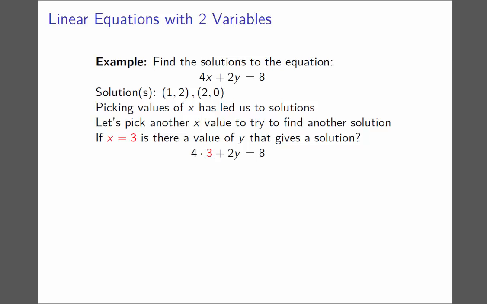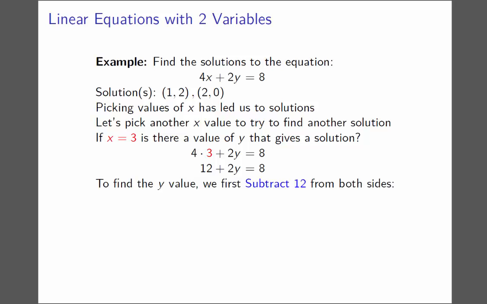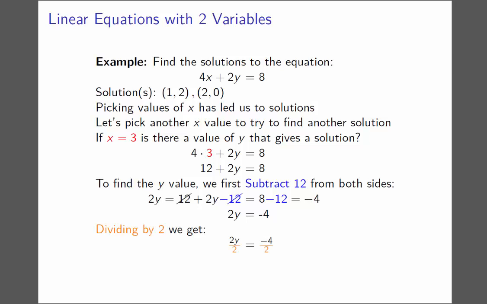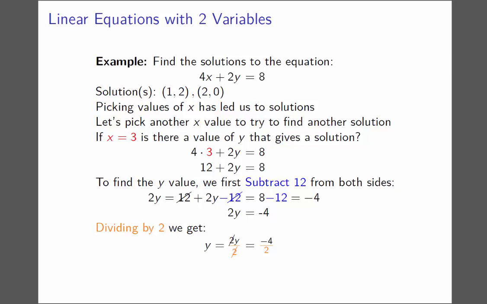Well, when x is 3, our equation becomes 4 times 3 plus 2y equals 8, which simplifies to 12 plus 2y equals 8. Now subtracting 12 from both sides, we get 12 plus 2y minus 12 equals 8 minus 12. The left simplifies to 2y, and the right is negative 4. So we need to solve the equation 2y equals negative 4. To do this, we again divide by 2, giving 2y divided by 2 equals negative 4 divided by 2. The left simplifies to y, and the right is negative 2.